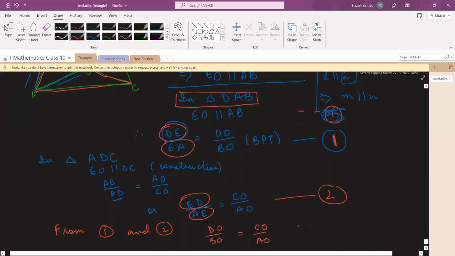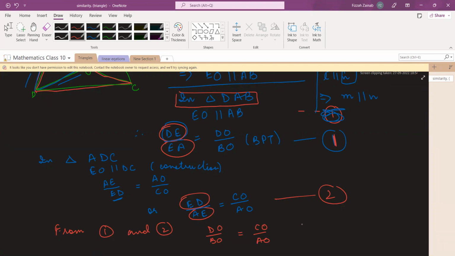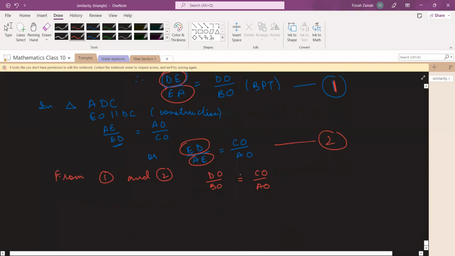Now you see what we have to prove. We have to prove AO upon BO. No problem. So you can do cross multiplication, right? You can take this AO this side. So I'm taking AO upon BO, right? And this is CO and I'm bringing this DO here. So I got my result.